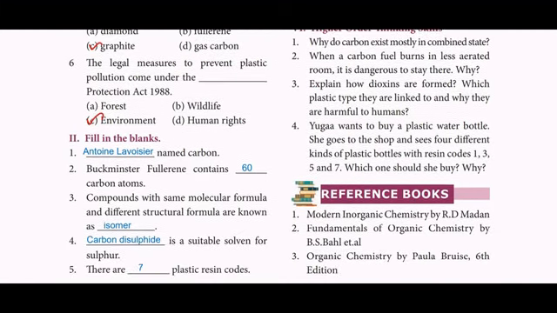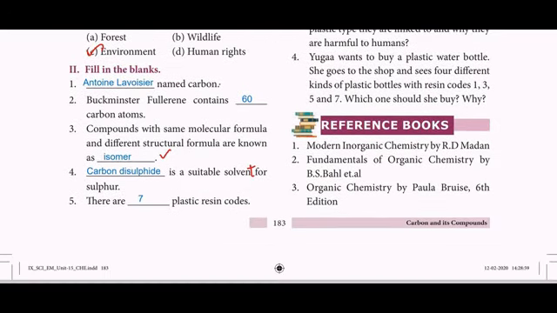Second, fill in the blanks. Antoine Lavoisier named carbon. Buckminsterfullerene contains 60 carbon atoms. Compounds with the same molecular formula and different structural formula are known as isomers. Carbon disulfide is a suitable solvent for sulfur. There are 7 plastic resin codes.